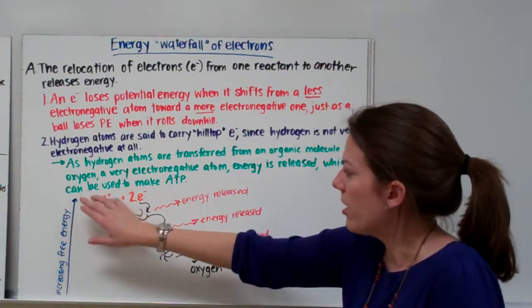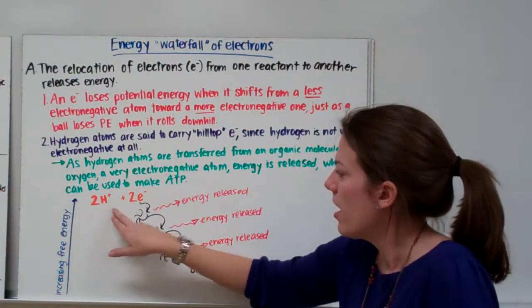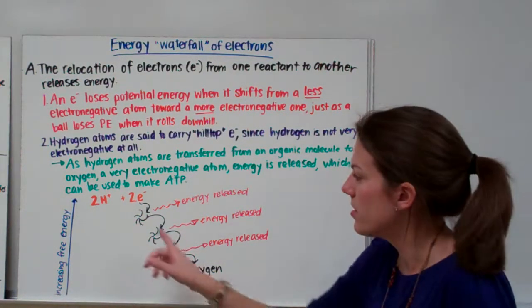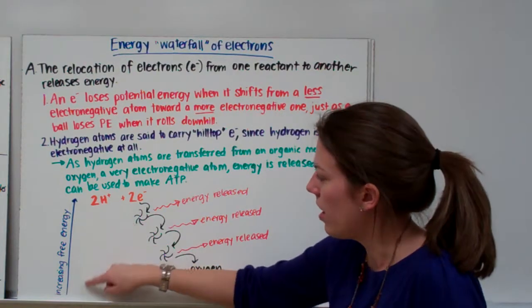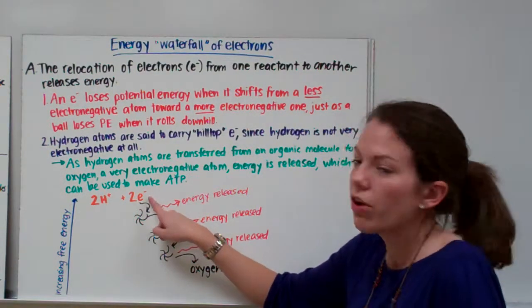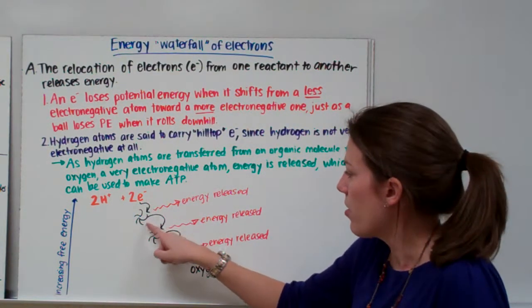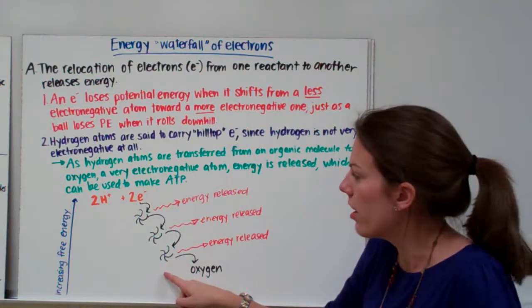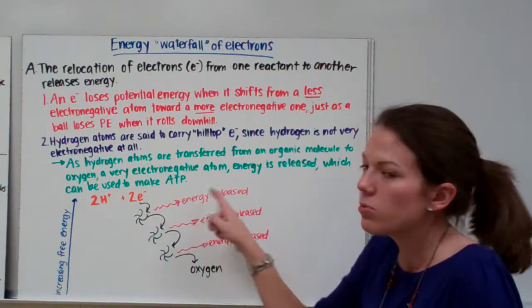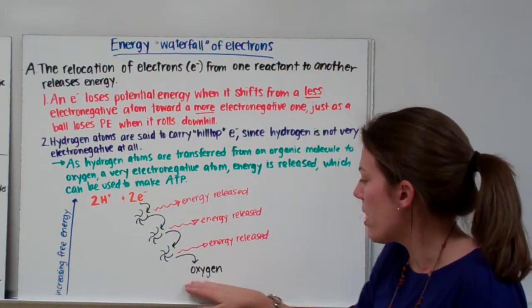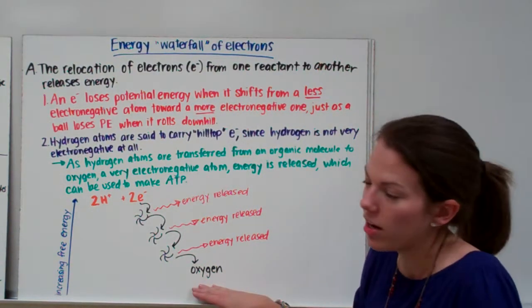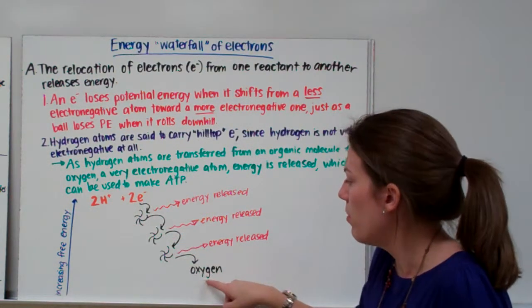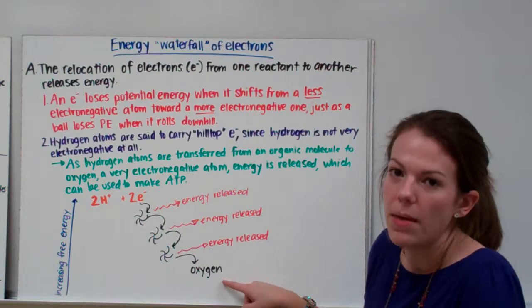So our electrons that are attached to not very electronegative atoms contain a lot of potential energy, a lot of free energy. Now when we transfer those electrons to other atoms that are increasingly electronegative, we release energy as we transfer them. And I have oxygen at the bottom because it's the most electronegative, and we are losing potential energy with these electrons as we're moving to more electronegative atoms.